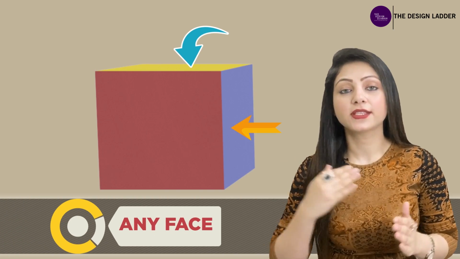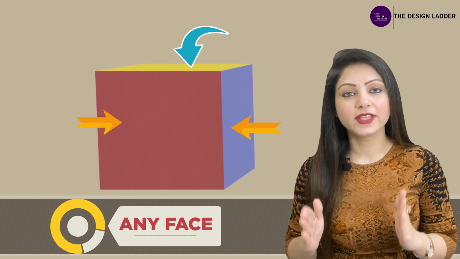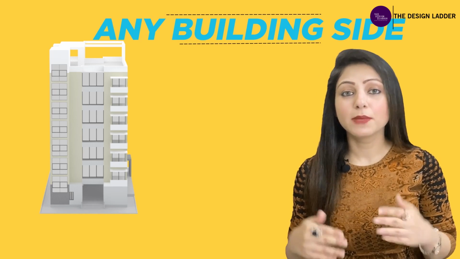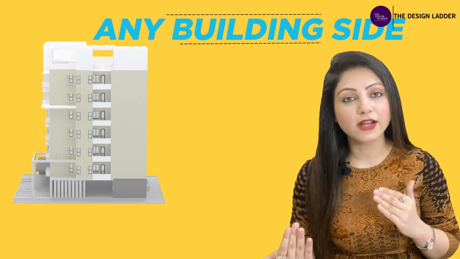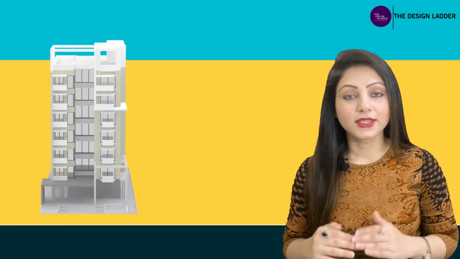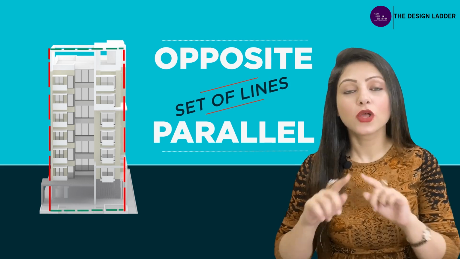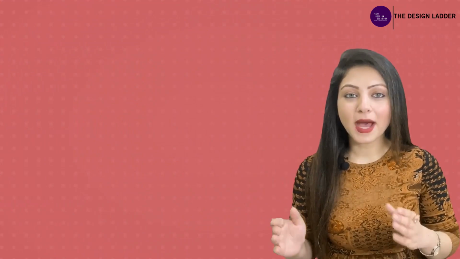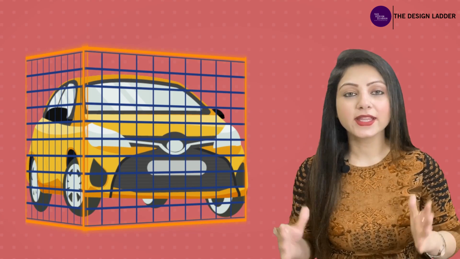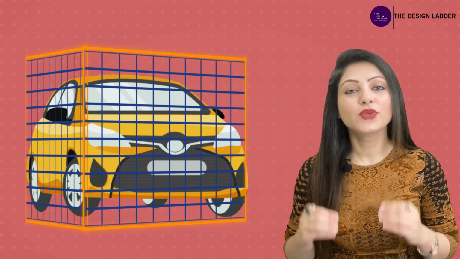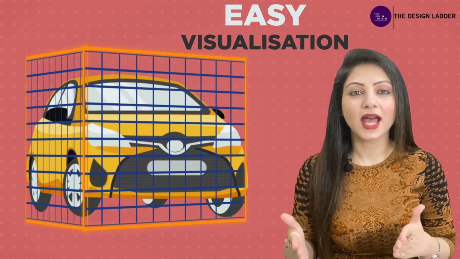As in the case of a cube, I told you that it can be any face or any side of the cube that should be facing the viewer completely. Similarly, it can be any side of the building too. It can be the back side of the building, it can be the adjacent side of the building, it can be the front side of the building, but one complete side is facing you. That means the opposite sets of lines on this face are parallel to each other and are not converging at all. Try to imagine every building, every car or anything into a basic building block of shape that is a cube or a cuboid. This will help you with an easy visualization and help you understand the basic correctly.